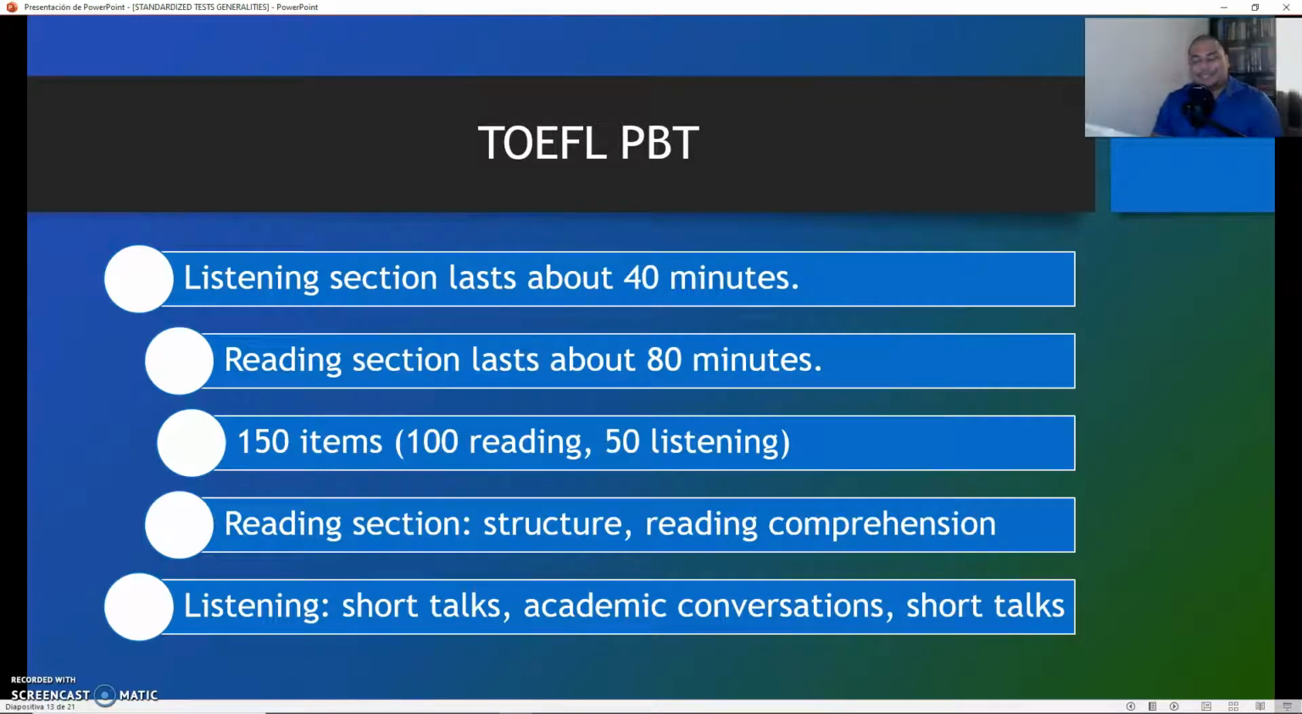The listening focuses on short talks and academic conversations. I wrote short talks, but it's not short talks, it's short academic talks or something like that. Anyway, the listening section begins with a very basic conversation between two students or a student and a teacher, and it's a very commonplace occurrence. Then the academic conversation, where you have a teacher and a student talking about a subject. They are more challenging interactions, they require more attention on your side.